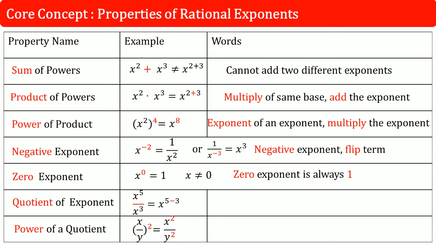Zero exponent is always equal to 1. So any number to the 0 power is just equal to 1. That's just the definition, assuming x can never be 0. What about the quotient of the exponent?